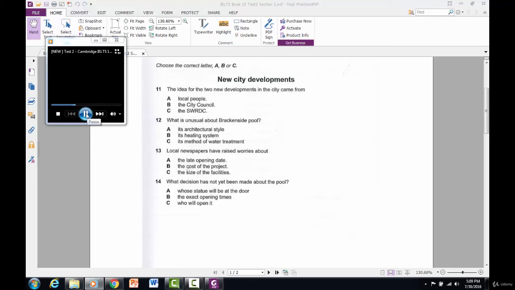Secure the talents of internationally renowned architect Ellen Wendon. There they mentioned the word architect, okay?